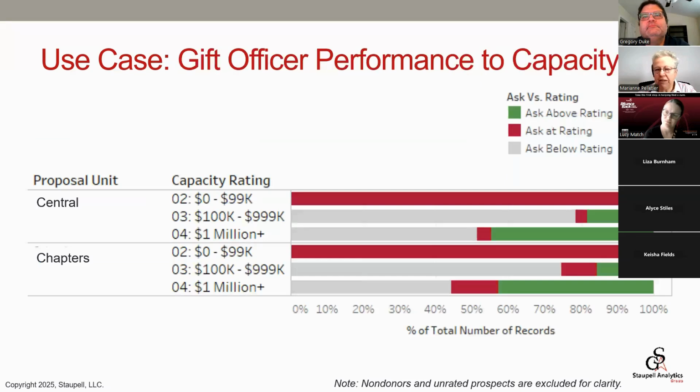Okay, let me make sure I'm on the right slide. Okay. So when you talk to your gift officers, what you can say is, listen, the capacities that we do actually matter. And the ask that you guys are doing, when you ask above rating, that informs us, the research team. When you ask at the rating, everybody's happy. But when you ask below the rating, help us understand why, right? And once you put these, you have three categories.